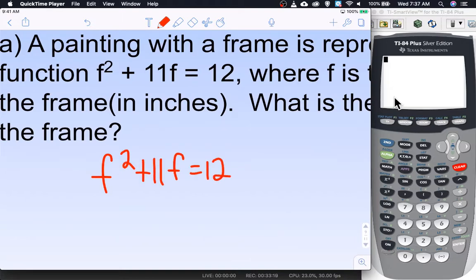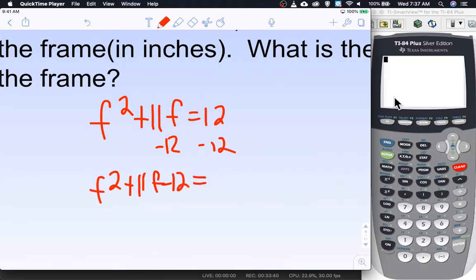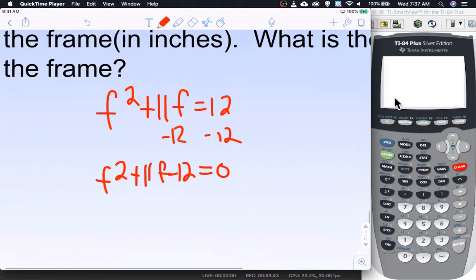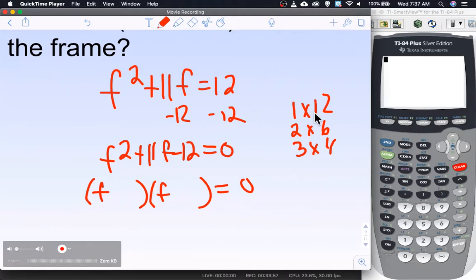Now to find what f is, we want to know f equals something. Well, we're going to do what we were doing before. I want to solve, so I'm going to subtract 12 on both sides. Oops, I put 21, didn't I? There we go. So then f squared plus 11f minus 12 equals 0. Set everything equal to 0. Factor. F and f. Factors of 12 are 1 and 12, 2 and 6, 3 and 4. They all multiply to give us 12, but which of those add or subtract to give us 11?